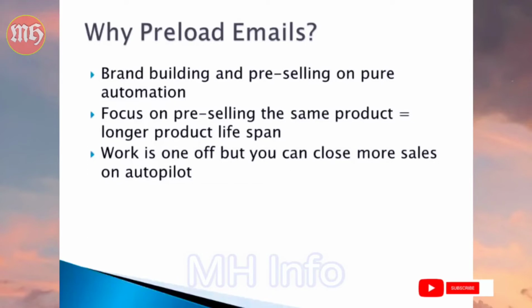A lot of autoresponders have this sequential follow-up feature, but a lot of marketers aren't really utilizing them to the max. So when you make use of the automated follow-up email feature in autoresponders like GetResponse or Aweber, you can also focus on pre-selling the same product over and over again, which also equals to having a longer product lifespan, and your sales closing rate becomes higher. Your work is only one-off, which is writing the emails, and then you can close more sales on autopilot.